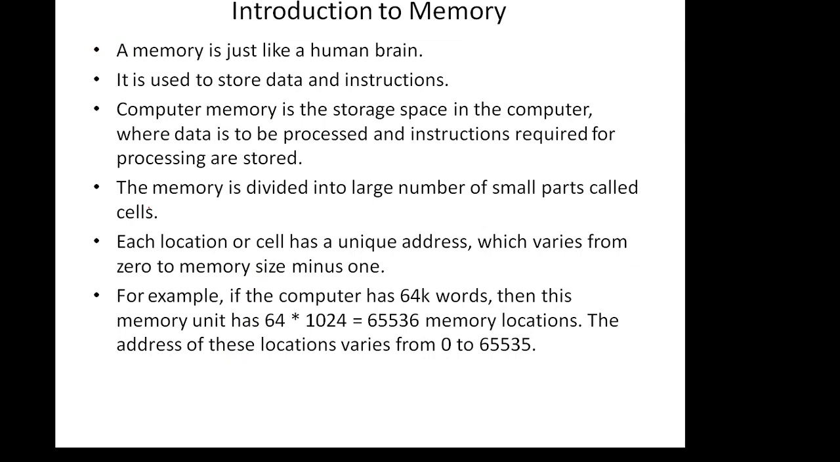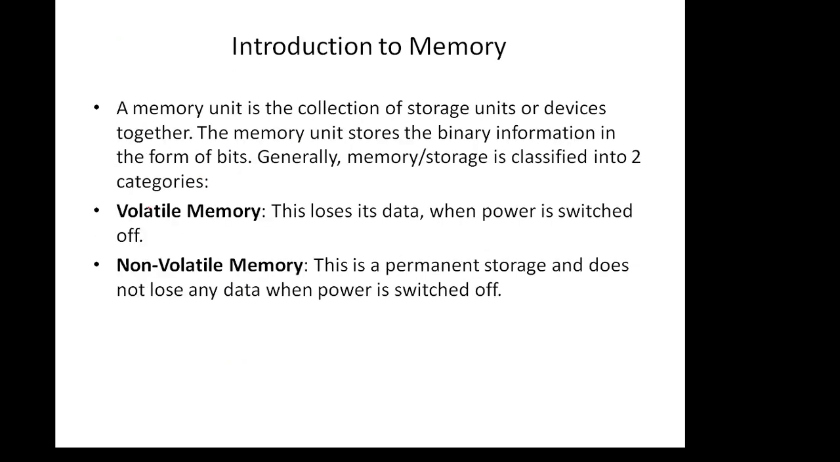So this is the introductory part that I have explained to you. When it comes to volatile memory and non-volatile memory, volatile memory means the data is going to be lost when we switch off the power. Non-volatile means it is a permanent storage. Even if you switch off the computer, the data will be stored. That is the difference between volatile and non-volatile memory.